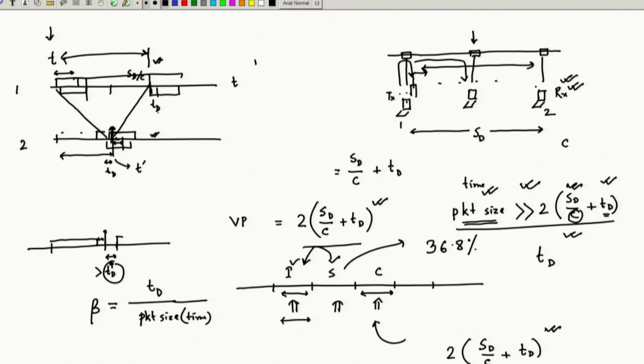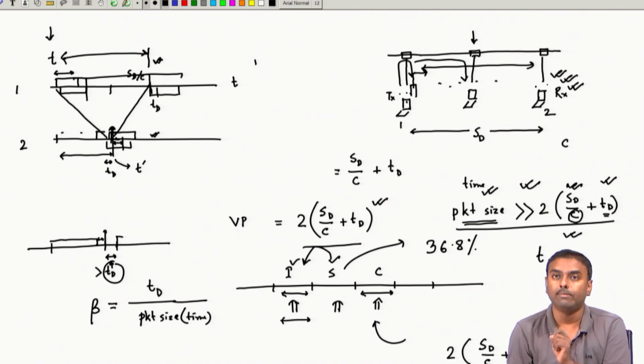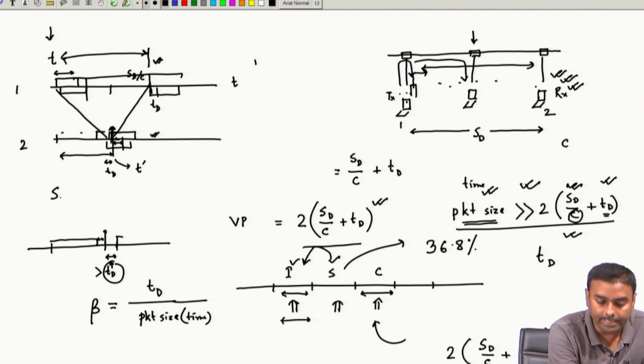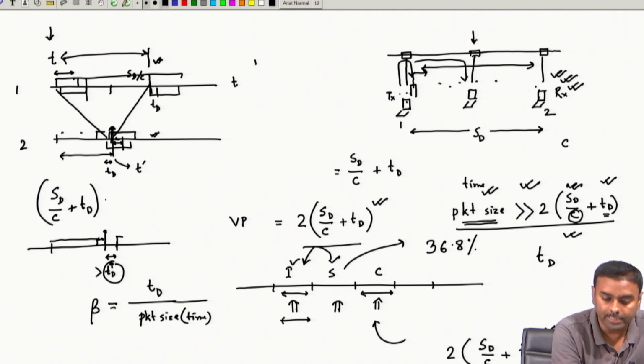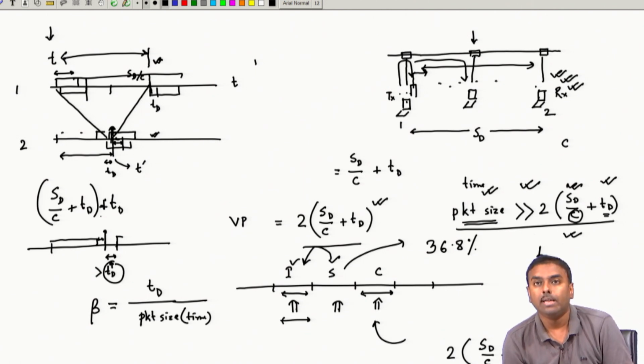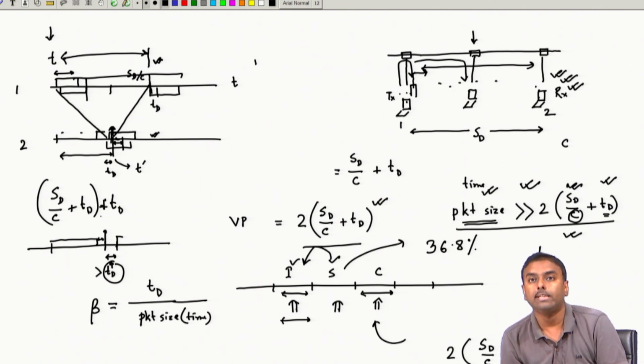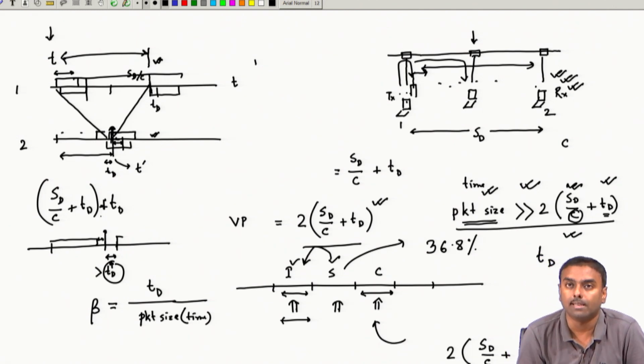So, talk about all receivers, everywhere they are placed. Let us try to understand, in the worst case scenario, who will be the first one to detect collision? That will be the furthest node. He will detect collision at the first instant at time SD by C plus TD. He probably has to add another TD because he has to detect collision also. So, after this much amount of time he will be able to detect collision. That is the maximum time to detect collision in the worst case scenario. Once somebody detects collision, immediately he can start transmitting a jamming signal.